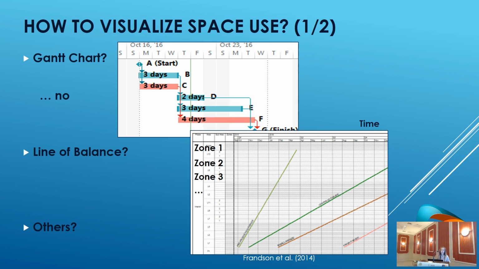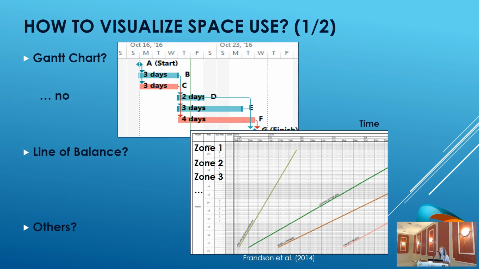Of course, there are different ways of representing space use, and one of them is line of balance. But the problem with line of balance is when there is a very deep location breakdown structure, it becomes very hard to understand how scattered the work is on the site. And from a subcontractor's perspective, there isn't much information you can easily get from it, especially when there are many zones and many work areas, small rooms, for example.